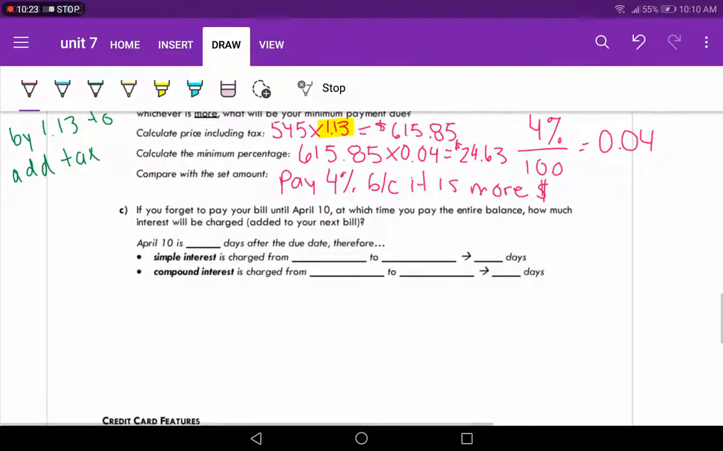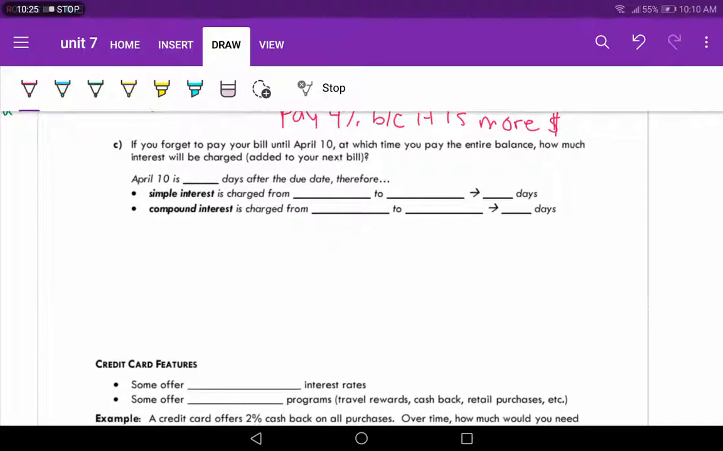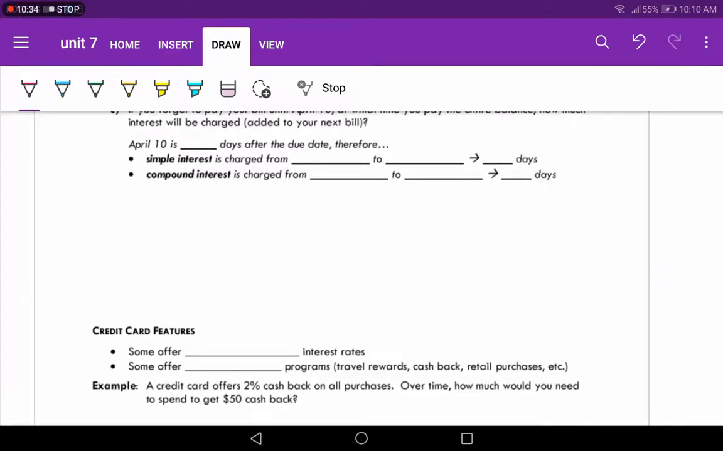Okay, if you forget to pay your bill until April 10th, at which time you pay the entire balance, how much interest will be charged? So how much interest is going to be added to your next bill? So April 10th is 5 days after the due date, right? The due date was April 5th. So what that means is that simple interest is going to be charged from the day we purchased. And the only reason it's charged from the day we purchased is because we didn't pay it in full.